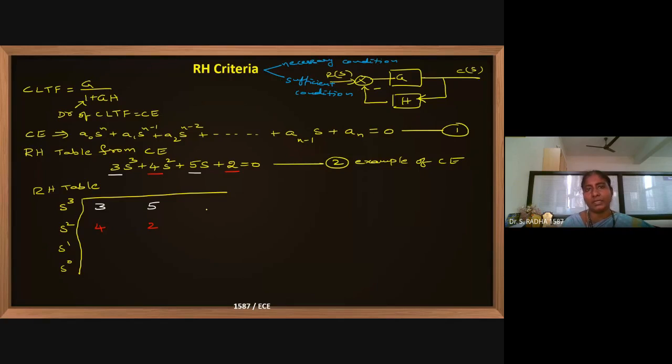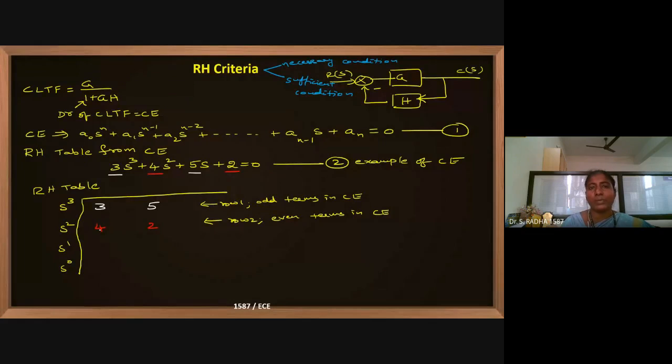Two rows completed. Row 1, what I have done: it is the odd terms in the characteristic equation. Row 2, what I have done: the even terms, second term, fourth term, etc., from the given characteristic equation.